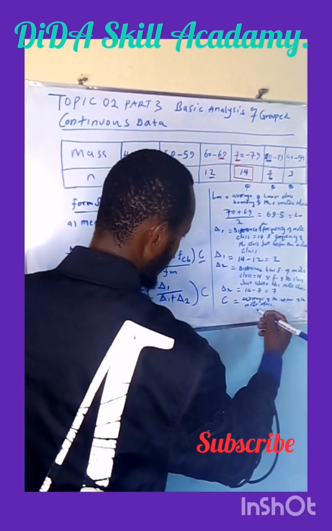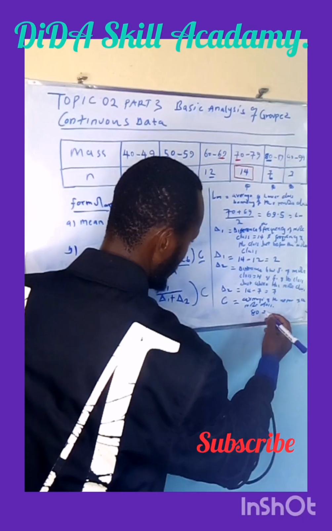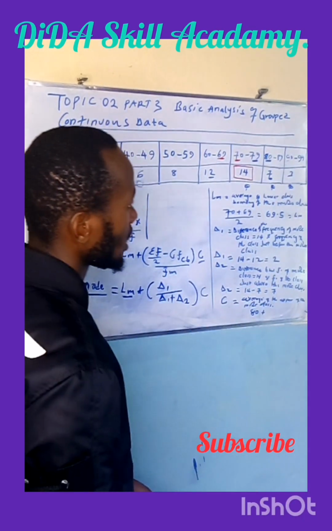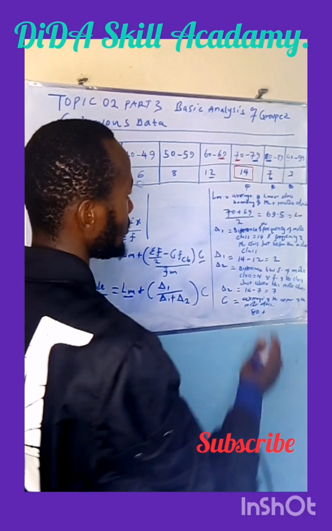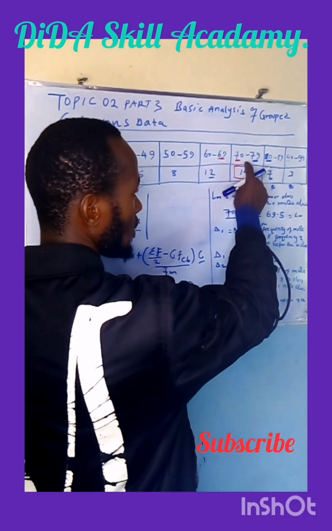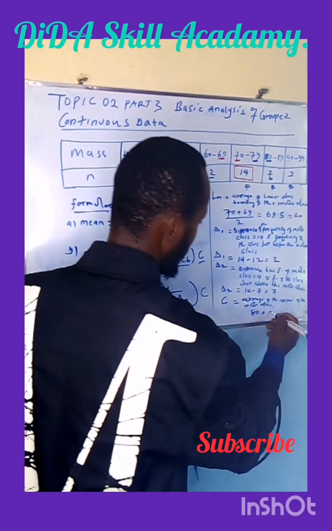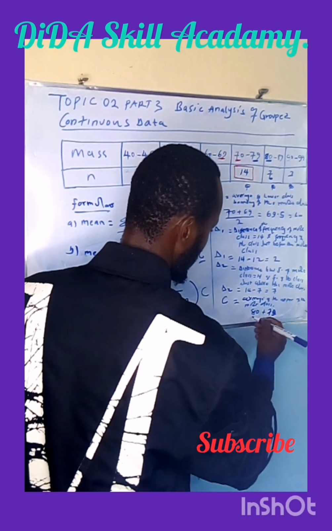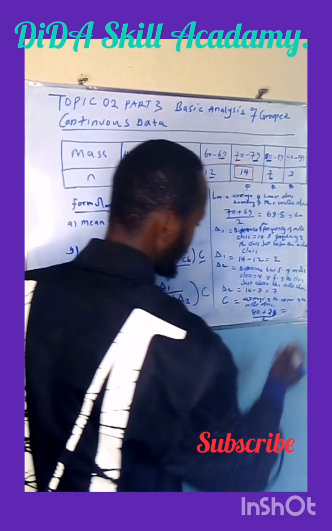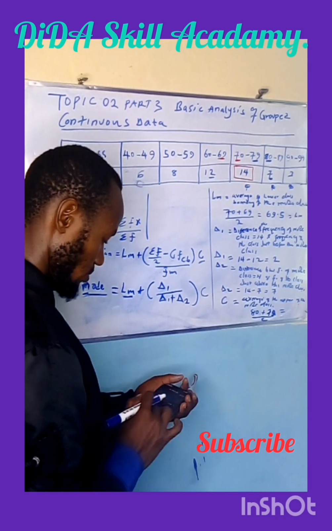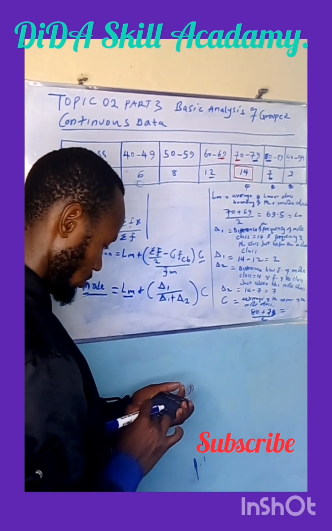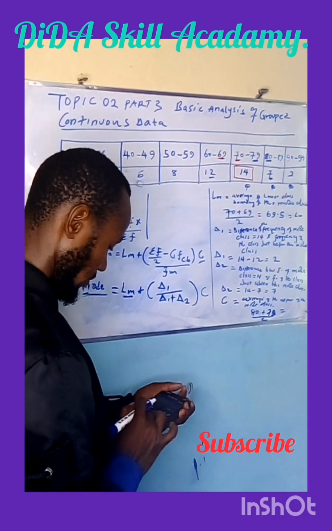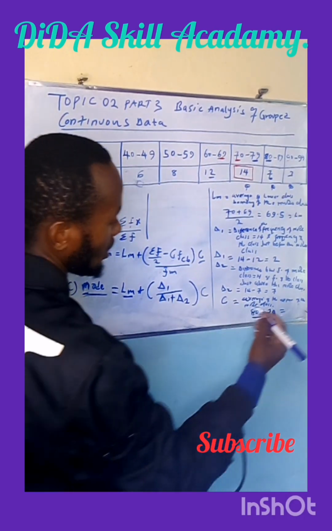We calculate the average first by taking 80 plus the upper class limit of the mode class, which is 79. Then we divide by 2. We will get 79.5.